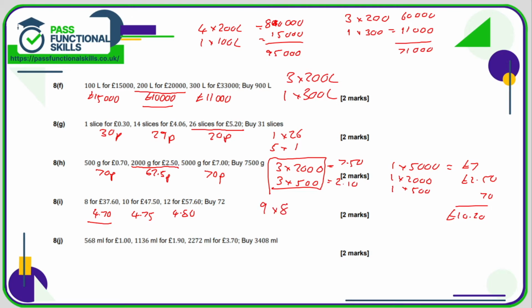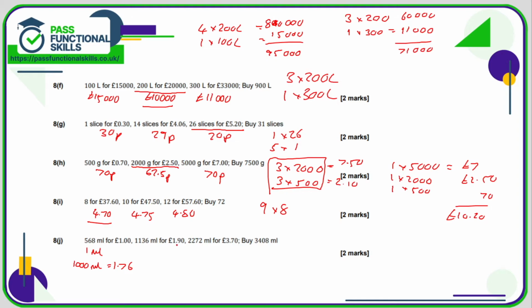And for 8J, not a very nice question here. So what I'm going to do is I'm going to work out the price per litre. And the best way to do that is to work out what 1 milliliter is first, and then work out what 1,000 milliliters is afterwards. So if 568 milliliters is a pound, then 1 milliliter is going to be £1 divided by 568. And I'm not really that bothered by what the answer is to that, because the next thing I'm going to do is multiply it by 1,000 to turn it into the price per litre. So the calculation is £1 divided by 568 times by 1,000. That comes to £1.76.